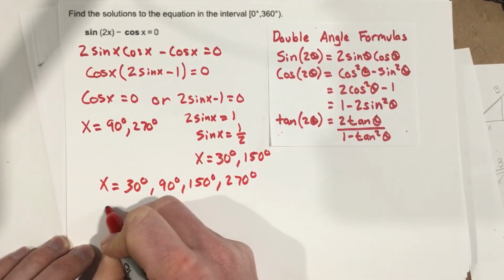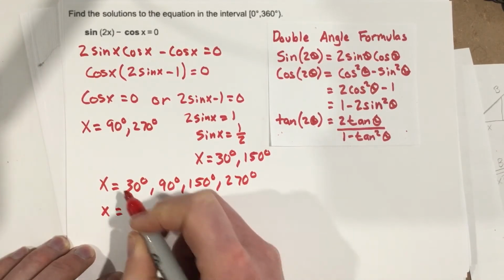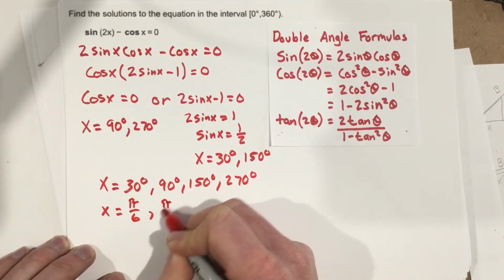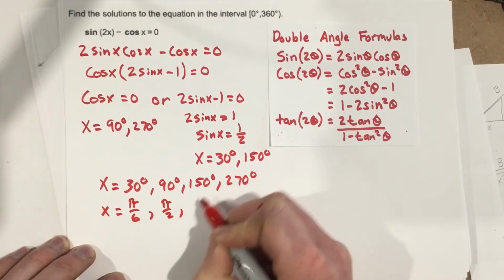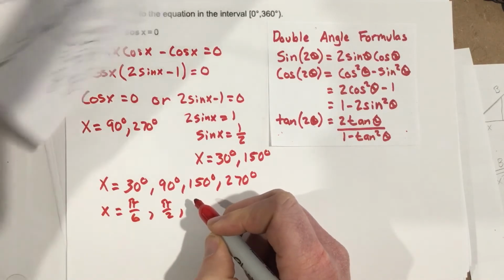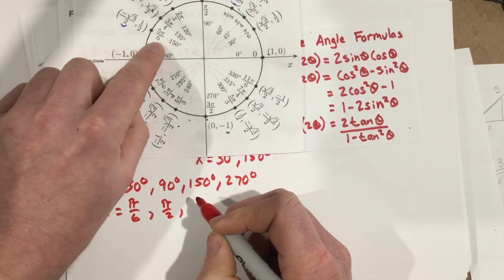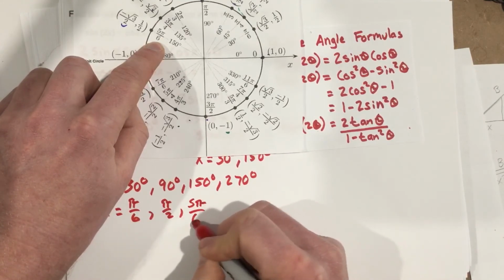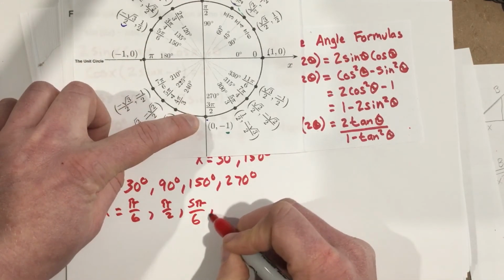If they ask you for the answer in radians, pi over 6 is what 30 degrees is. This is pi over 2. 150 degrees, well, we can look on here, 150 degrees is 5 pi over 6. And 270 degrees is 3 pi over 2.